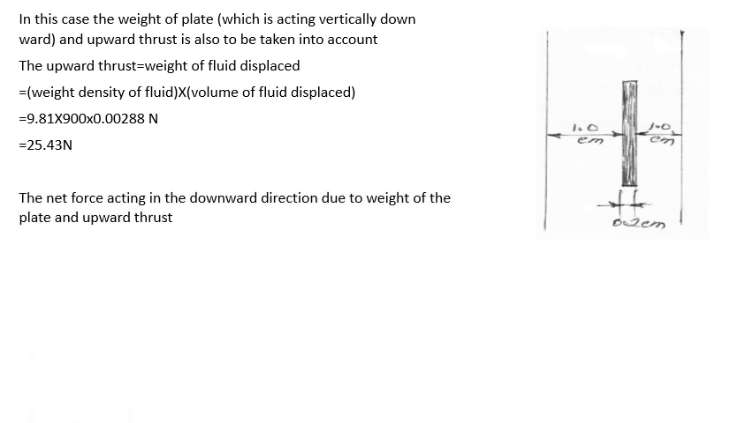The net force acting in the downward direction due to the weight of the plate and the upward thrust is equal to the weight of the plate minus the upward thrust. The weight of the plate is 40, minus the upward thrust 25.43 Newton, so the net force acting in the downward direction is 14.57 Newton.